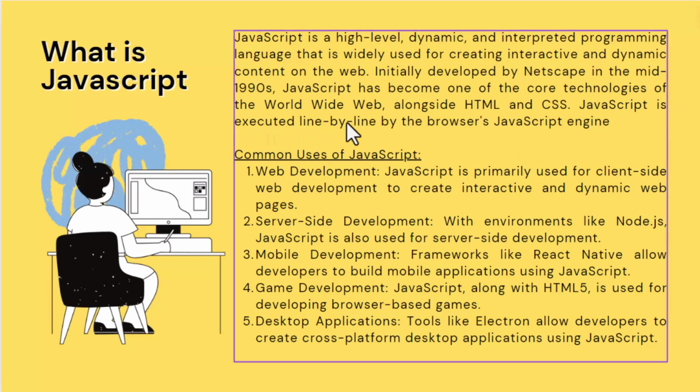JavaScript is executed line by line by the browser JavaScript engine. That means when we write JavaScript code, it is executed by the browser JavaScript engine step by step.